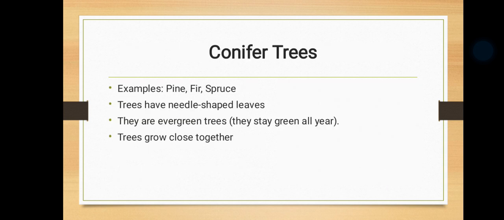Then we have conifer trees. Some common examples of conifer trees are pine, fir, and spruce. These trees have needle-shaped leaves instead of broad leaves, and they are called evergreen trees, which means they stay green throughout the year and do not lose their leaves in winter. And another feature is that these trees usually grow close together, forming dense forest.